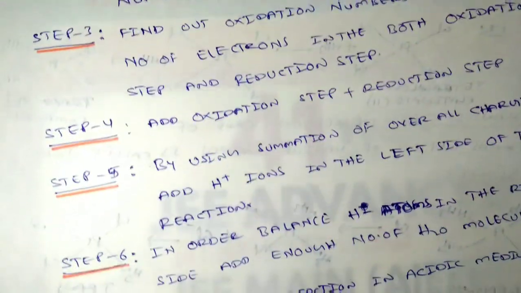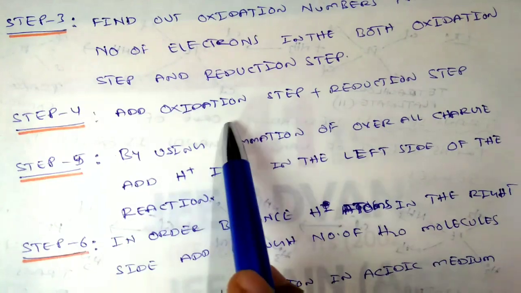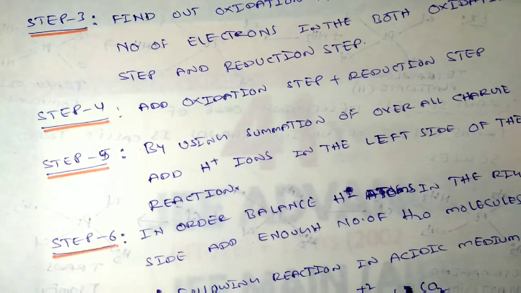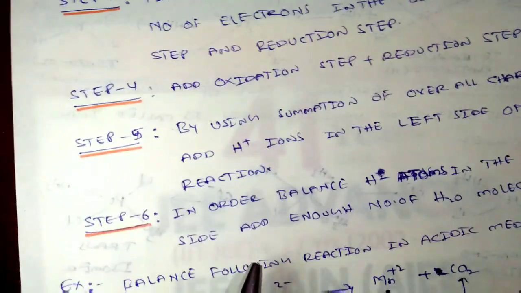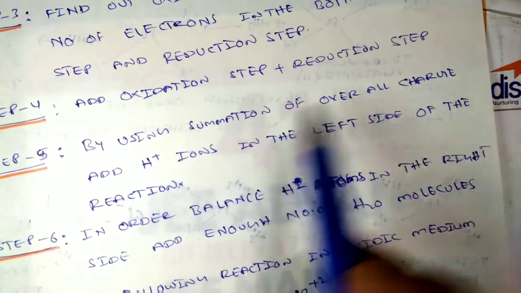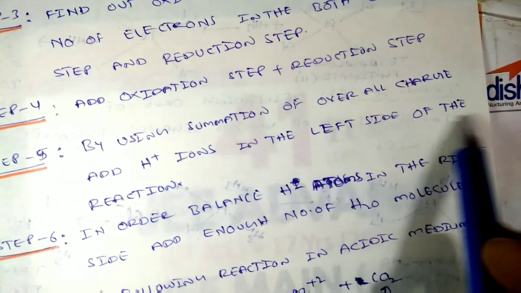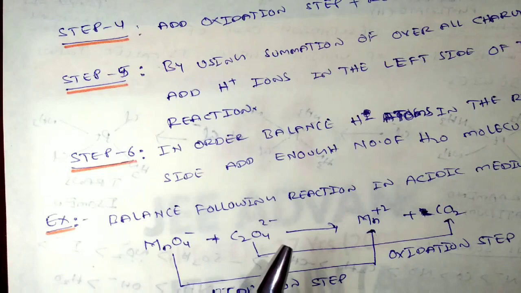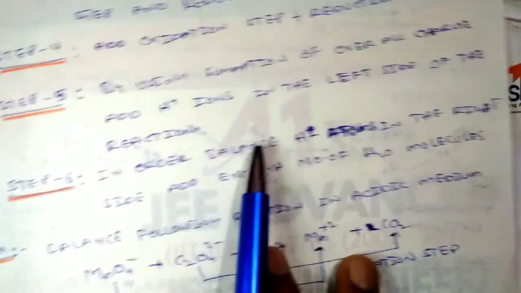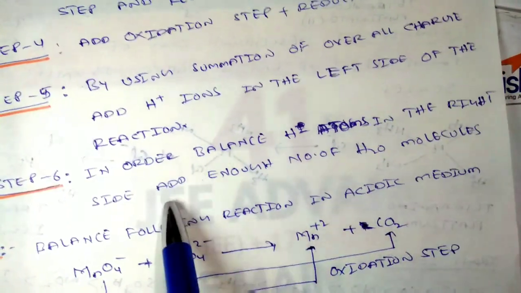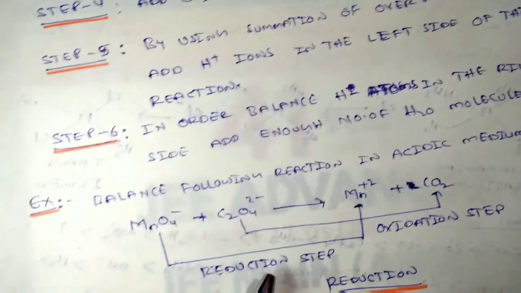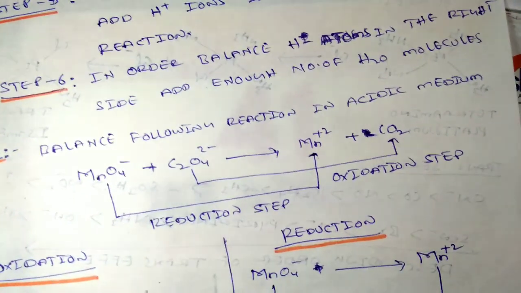Got it? Now step 4: add the oxidation step plus the reduction step. In the beginning we write the oxidation step and reduction step separately, and in the fourth step we add them together. Step 5: by using the summation of the overall charge, add H+ ions on the left side of the reaction. You will understand when we do one example. Step 6: in order to balance the number of hydrogen atoms on the right side, add enough water molecules. Got it? Let me see one example so that you can understand easily.